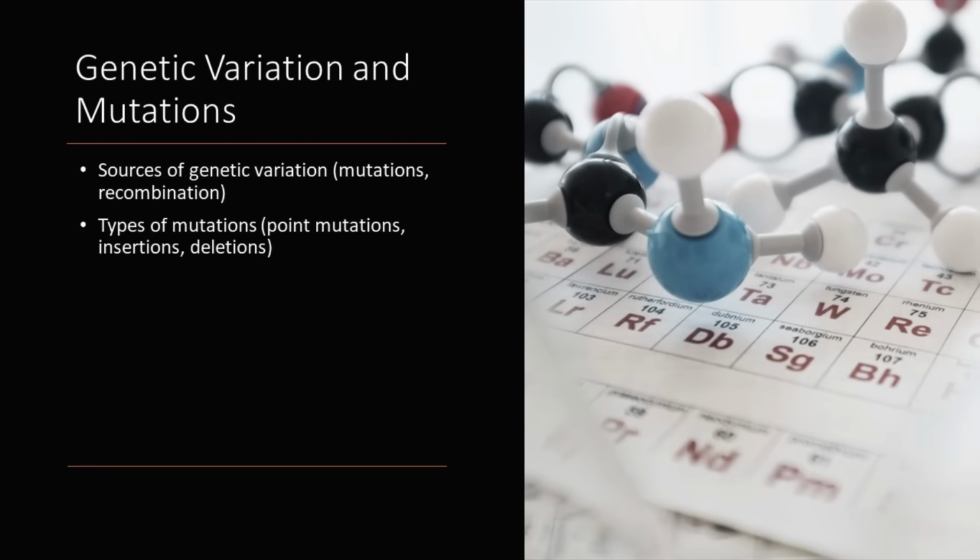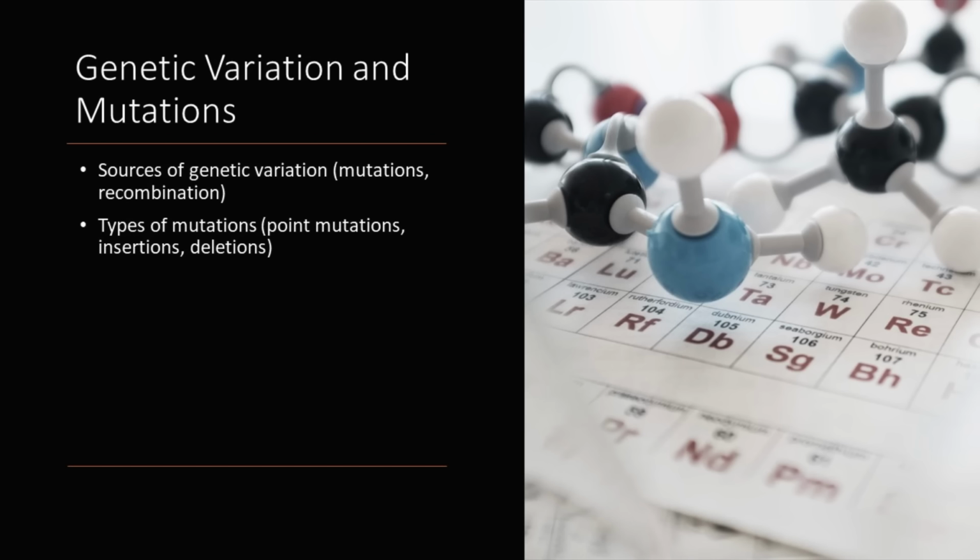Slide 7. Genetic variation and mutations. Sources of genetic variation. Genetic variation in populations arises from several sources, including mutations, genetic recombination, and gene flow.